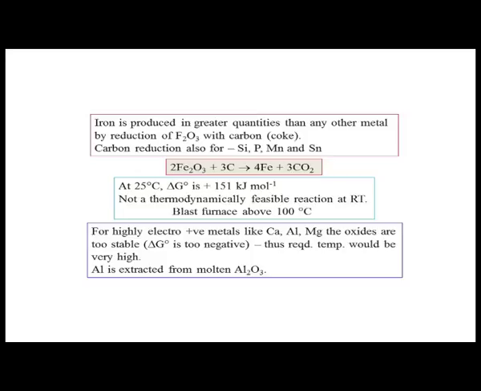So, we can get therefore that under this particular condition, oxides of calcium, aluminum or magnesium, from the metallurgical point of view, can be extracted in the molten condition, not in the aqueous condition. So, molten alumina, and then we follow the corresponding electron transfer, not from any reducing agent, but from the electrodes.